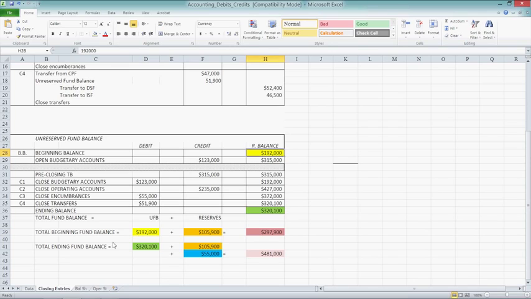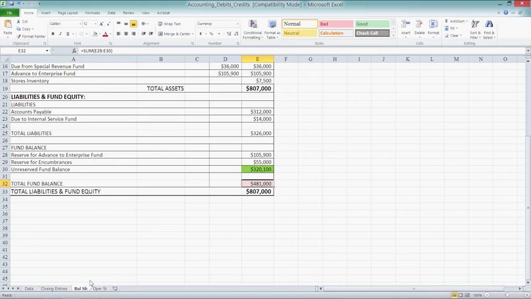The ending balance is, we close all the accounts, we close the operating account, the encumbrances, transfers, and all that. We get $320,000. We add in our reservations for advances to enterprise fund. We add in our reservations for encumbrances and expenditures, and we get this number here. And we'll see those numbers later on in this worksheet.